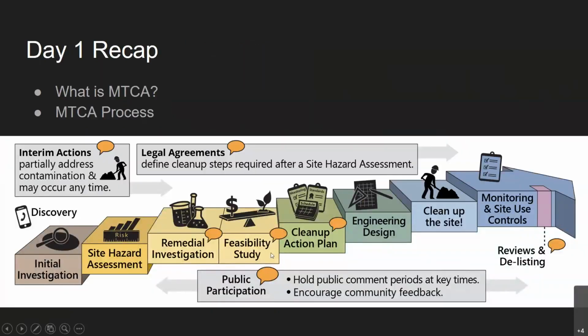And so on day 1, we talked about what MTCA is. I hope everyone remembers what MTCA stands for. Acronyms can be pretty obnoxious sometimes, but MTCA stands for Model Toxics Control Act. We also talked about the MTCA process, starting with the initial investigation all the way through the monitoring and site use controls. Where all those orange bubbles are on that slide, that's where there are opportunities for public comment.